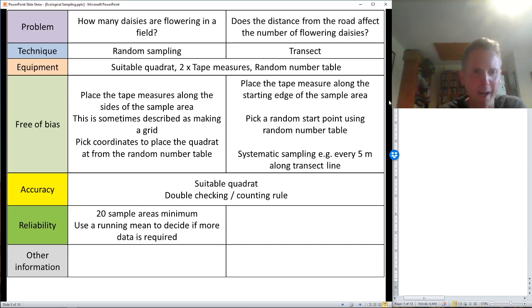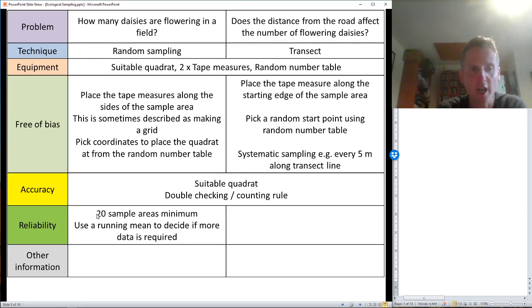In the exam, put 20. You're going to be doing 10 just because it gets boring doing more than that, but you're going to do 20. It says that you can use something called a running mean to decide if more data is required. That's the only difference to GCSE and A level. I've literally just done this with my year 12 class, and we can ignore the running mean bit. All it means is that you keep working out the mean and you see when the mean kind of stabilizes. So you can ignore that.